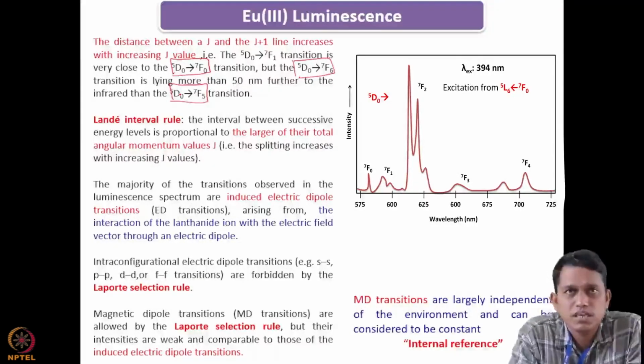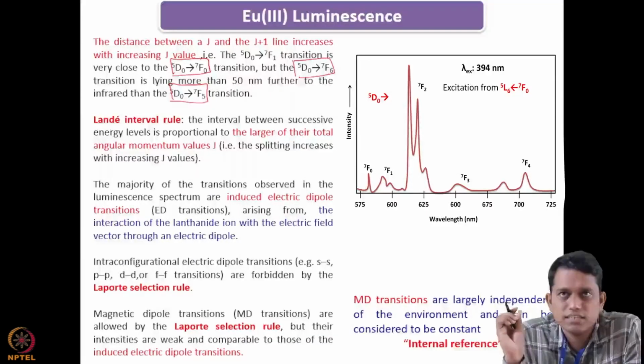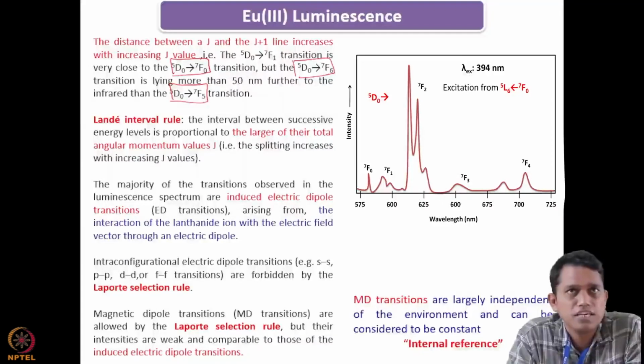So when you are measuring at the higher J value, you are finding that the distance between the two J lines is increasing. This is coming from the Landé interval rule, that the interval is increasing as we are going from the left hand side to the right hand side, or you can say the splitting has increased when we are moving towards the higher J values.